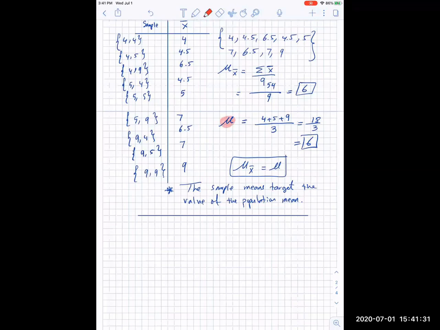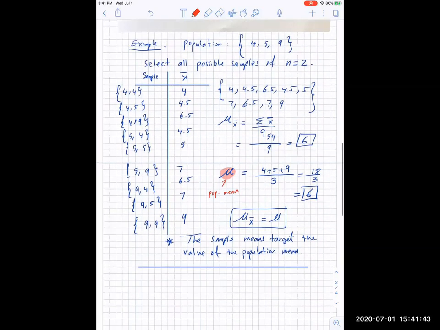this is the population mean. And the population is here, the original set. You see those samples that I found? These samples came from this set. So I wanted to find the mean, or the population mean, the average of the original set, the population. So 4 plus 5 plus 9, the sum divided by 3, because I have 3 numbers.